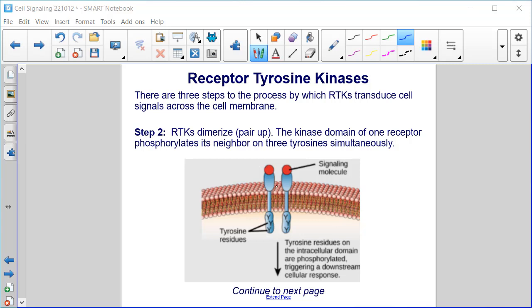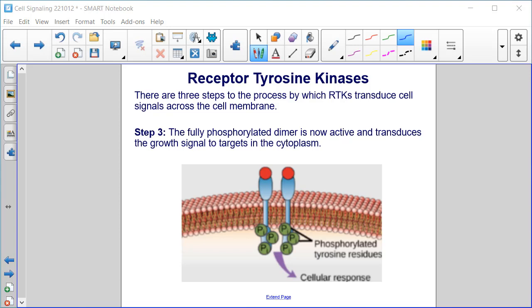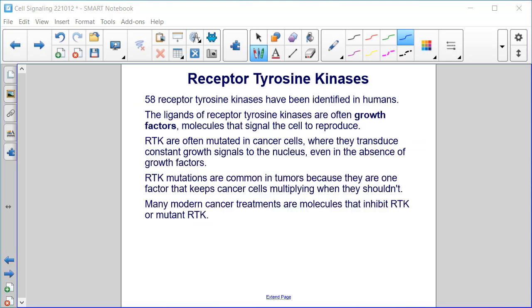So I have 2 RTKs here. The kinase domain of one receptor phosphorylates its neighbor on 3 tyrosines simultaneously. And then in step 3, the fully phosphorylated dimer is now active and transduces the growth signal to targets in the cytoplasm. So once we have our phosphorylated tyrosine, we can induce our cellular response.